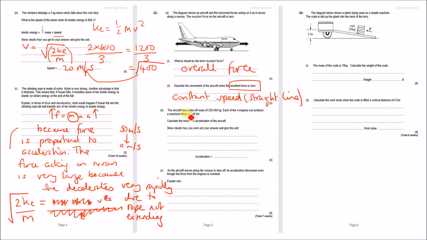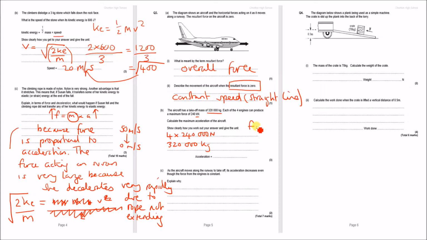Okay, the next question. The aircraft has a takeoff mass of 320,000 kilograms, and each of the 4 engines can produce a maximum force of 240,000 newtons. Remember, kilo means 1,000, so it's 240,000 newtons. So we've got 4 engines, and each of them is producing 240,000 newtons. And our mass is 320,000 kilograms.